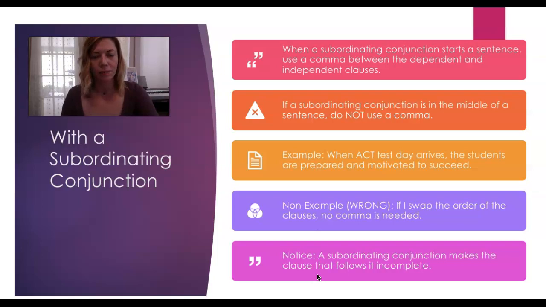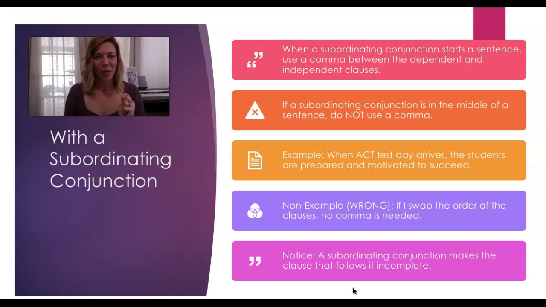So taking a look at this, with a subordinating conjunction. This is our confounding commas, number 3, right? Am I on 3? 4, 3. Okay, so when a subordinating conjunction starts a sentence, use a comma between the dependent and independent clauses. Now I'm going to show you examples and you'll probably want to come back to this. If a subordinating conjunction is in the middle of the sentence, we do not use a comma.